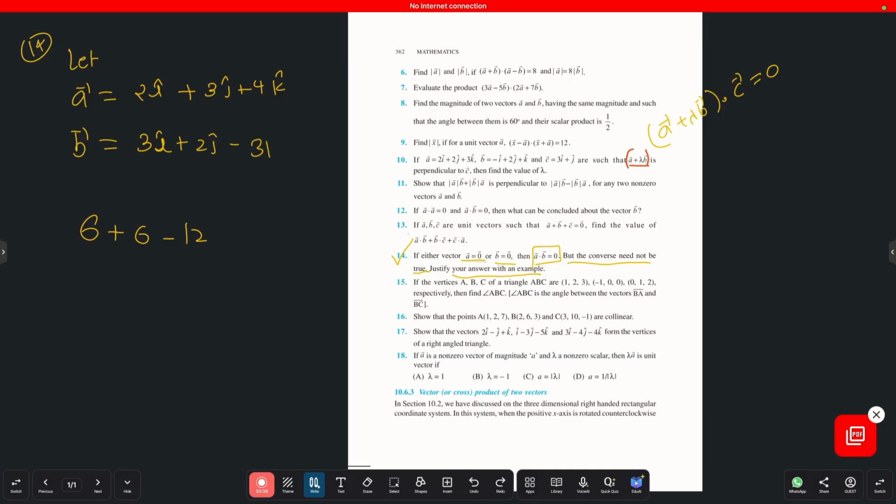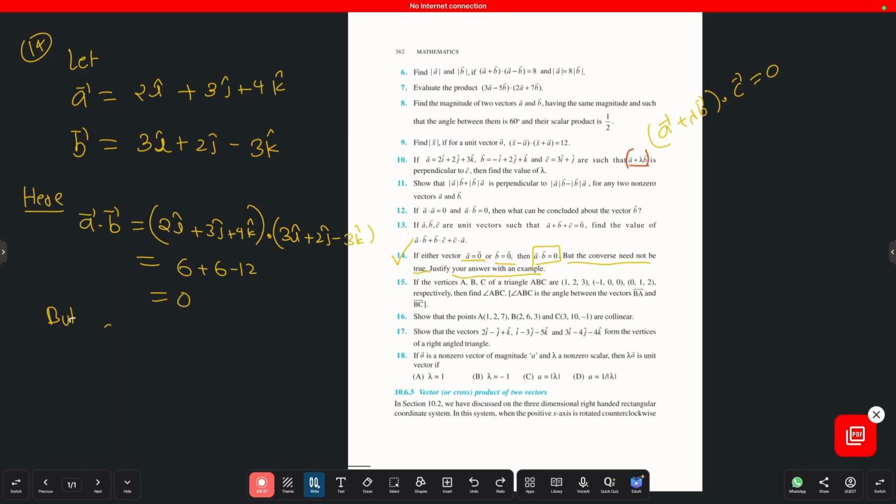And here minus 3k, because ultimately we want this to be 0. Dot product means the scalar component, component-wise multiplication. So 2 into 3, 6. 3 into 2, 6. And 4 into minus 3, minus 12. Here, A vector dot B vector: 2i plus 3j plus 4k dot 3i plus 2j minus 3k. It's coming 6 plus 6 minus 12 equals 0.